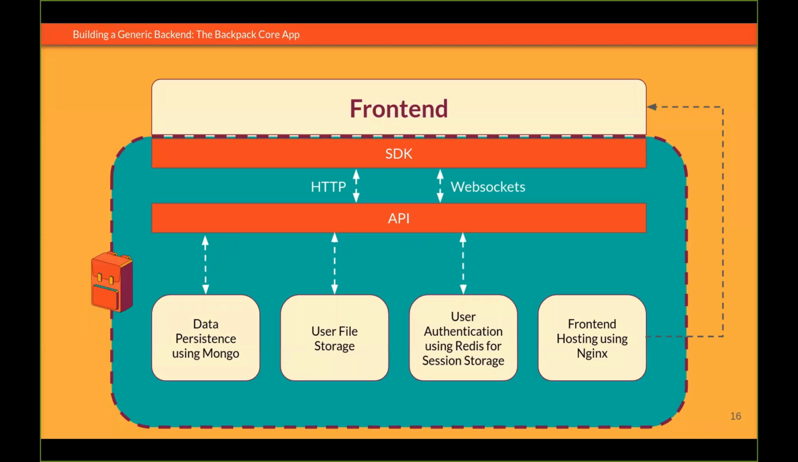The Backpack core app consists of several parts, which are all encapsulated in the green area shown here. The front-end application uses the Backpack SDK to interact with the backend, either through HTTP or WebSockets. And the backend exposes API endpoints that provide access to typical backend core services, which we'll discuss in the next few slides.